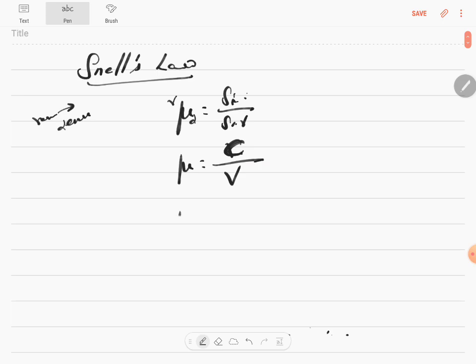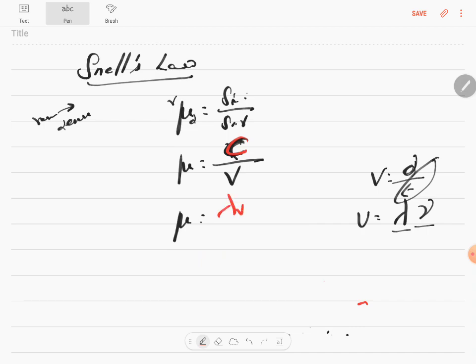So refractive index can also be written in terms of wavelength and frequency. Velocity is distance by time, where distance becomes wavelength and 1 by t becomes frequency. So velocity is also lambda into frequency. Substituting here, c is the velocity of light in vacuum, so it's lambda in vacuum into frequency in vacuum, by lambda in medium into frequency in medium, because v here stands for velocity in the medium.